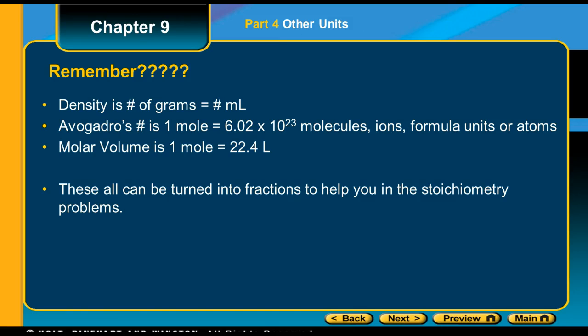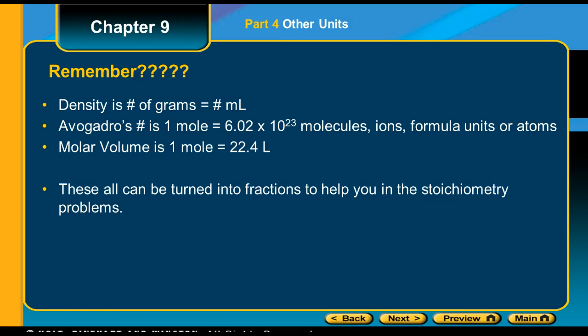The fourth part is they can give you other units. If you recall, we know density is the number of grams over a milliliter. Density is found by mass over volume, so you could have grams over milliliter. You also know about particles using Avogadro's number of 6.02 times 10 to the 23rd. It can be molecules, ions, formula units, or atoms. And then also we know molar volume, which is 1 mole is 22.4 liters. All of these substances and all of these numbers can be added on to stoichiometry.